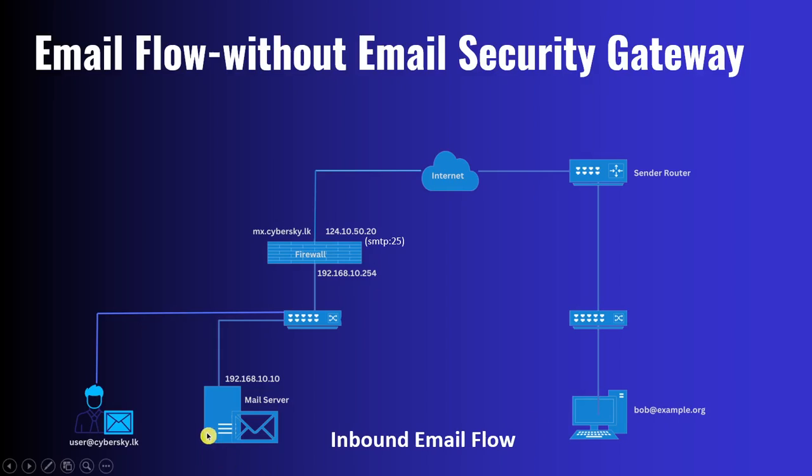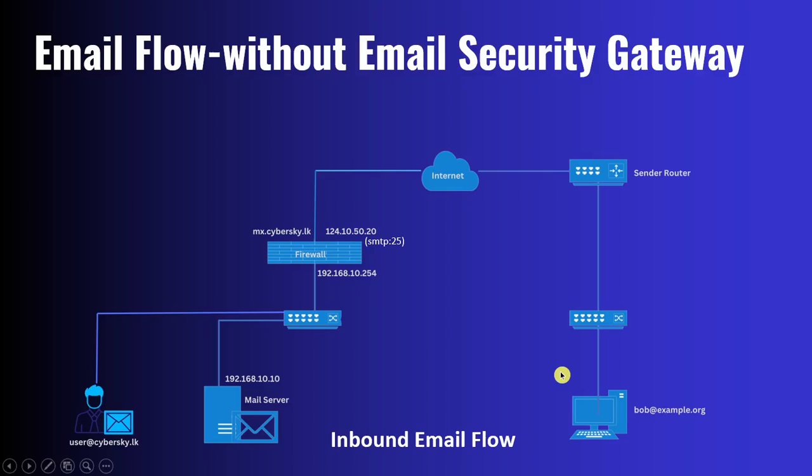So you can see Cybersky, that is our organization. When Bob sends to a user at cybersky.lk, that means Bob is composing an email message to the user at cybersky.lk, it will find out the MX record of cybersky.lk by communicating with the DNS server. Once it gets the result, it will find out the IPv4 address, and it will send the SMTP email message through the internet.